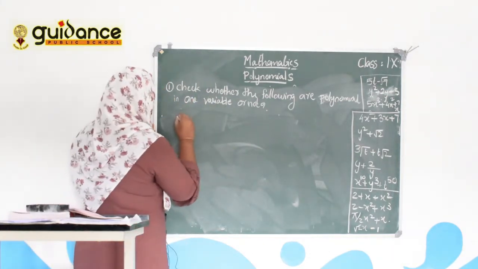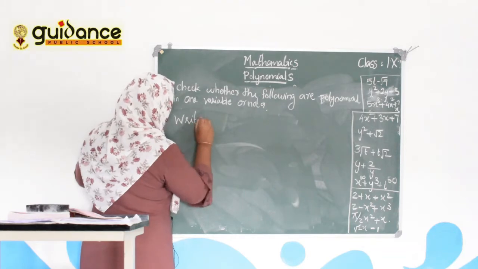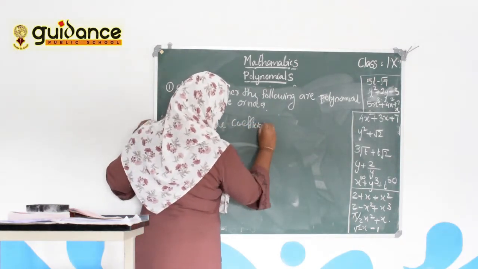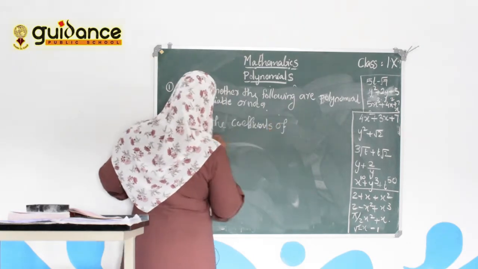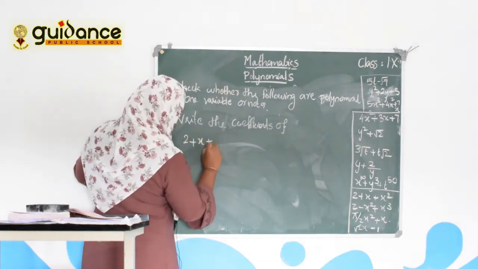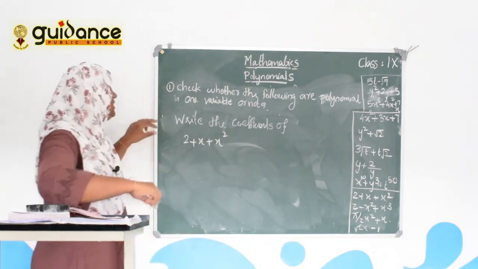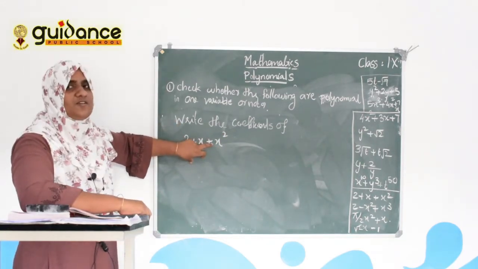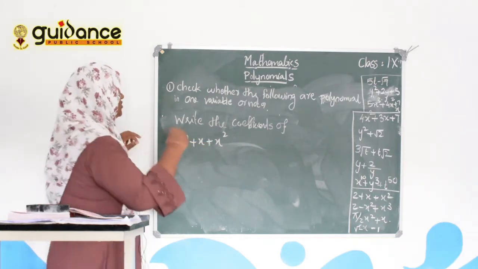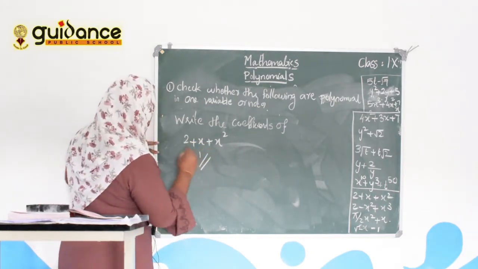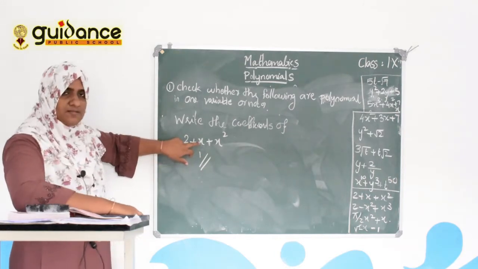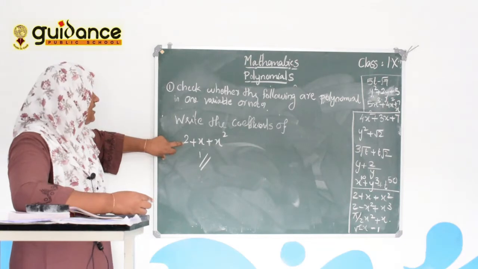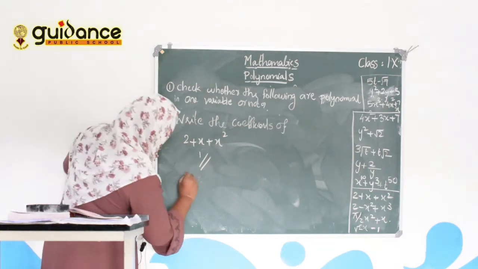Write the coefficient of 2 plus x square. Question, listen. Here the coefficient of x square equal to 1. Then the coefficient of x is also 1. Then this term is the constant term. Okay, understand?